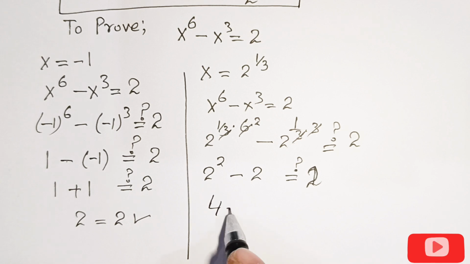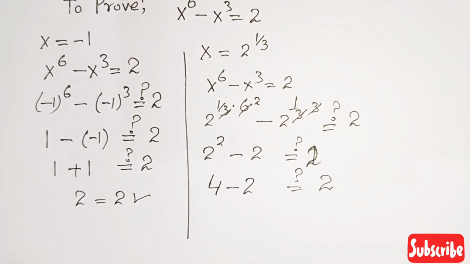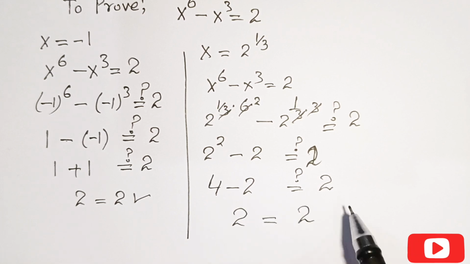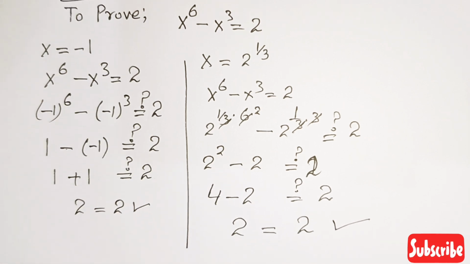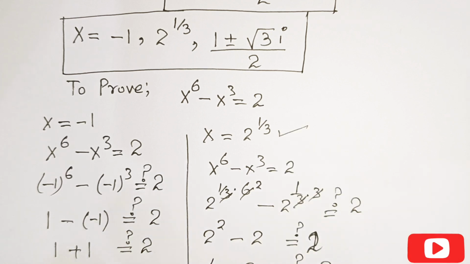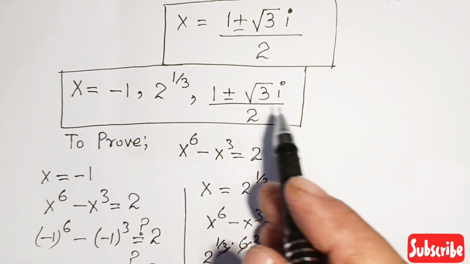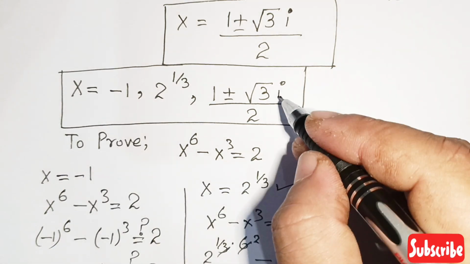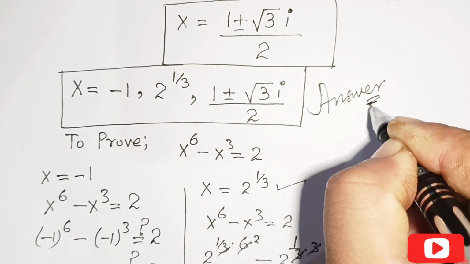Now 2 squared is 4, minus 2 is equal to 2. So yes, it is equal to 2 because 4 minus 2 is equal to 2. Hence our left hand side is equal to right hand side. So we also prove the second value of x, that is 2 to the power 1 over 3. So our final answer is, here we have two real values, and there are also values of x which are complex. So it is our final answer.